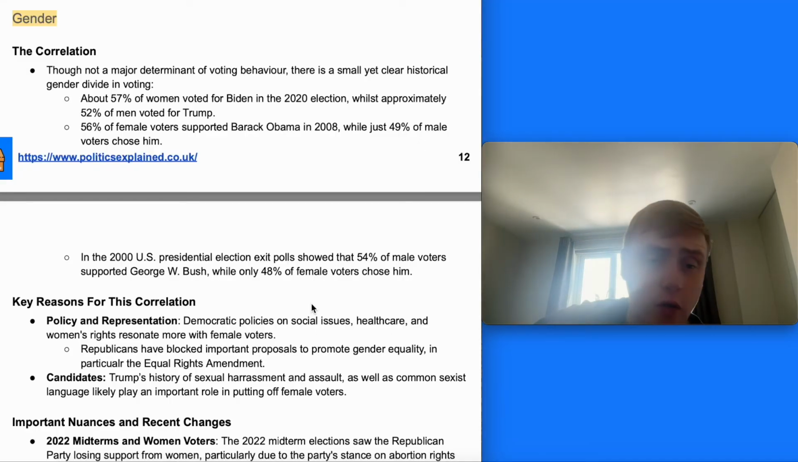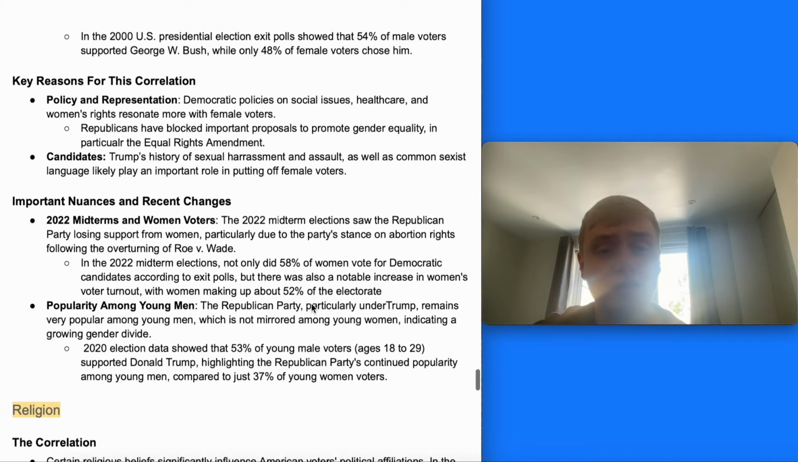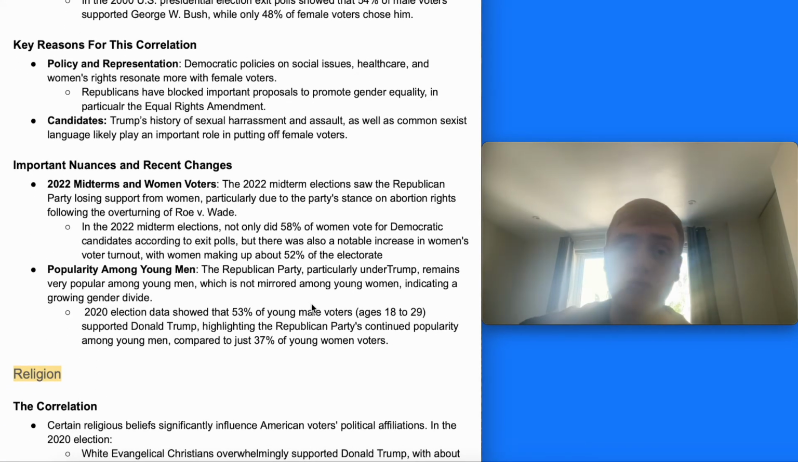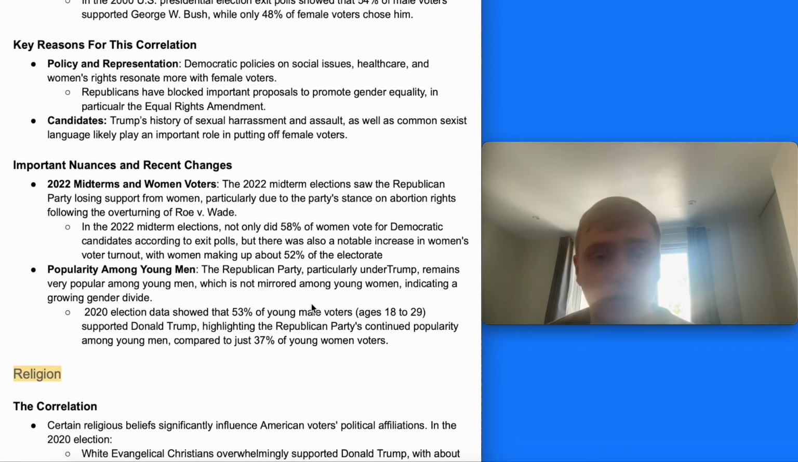Key reasons for this correlation include Democratic policies on social issues, healthcare and women's rights, such as supporting abortion rights, which resonate more with female voters. And Republicans have blocked important proposals to promote gender equality, in particular the Equal Rights Amendment. Also, Trump's history of sexual harassment and assault, as well as common sexist language, likely play an important role in putting off female voters.